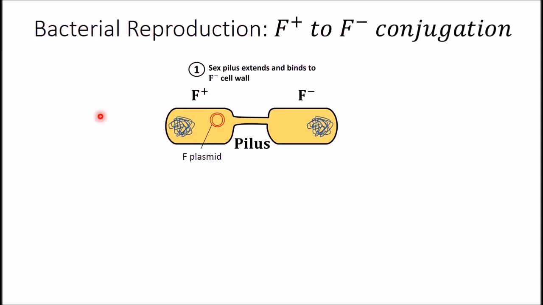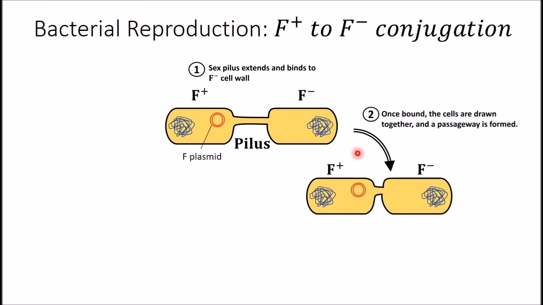Alright, so why don't we conjugate some bacteria? Let's do F+ to F-. The first step is the sex pilus has to extend and bind to the F- cell, from the F+ to the F-. Once they get drawn up together, it'll contract, pulling them real close, and a passageway will be formed, and now you can pass DNA through that passage. A DNase will come in and cleave this plasmid. The reason we need to do that is because we don't want to give up our entire plasmid.